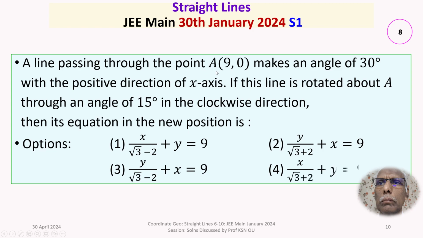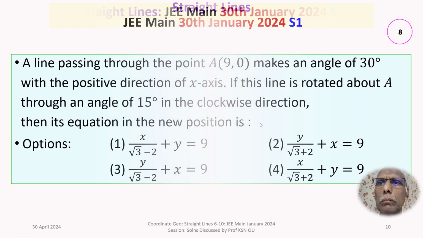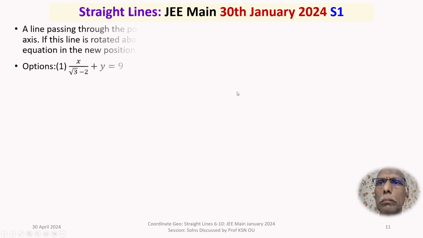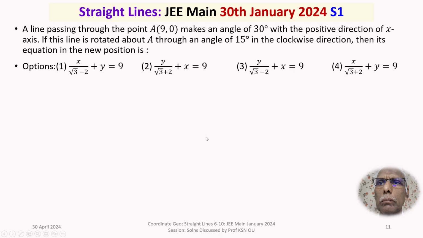We are given a point A with coordinates 9, 0. It is given a line is passing through A and it makes an angle 30 degrees with the positive direction of x-axis. Now this line is rotated about this point A through an angle 15 degrees in the clockwise direction. Then we are required to find the equation of this line in the new position. And it is a very simple and straightforward question. Let's now discuss the solution of this problem in detail.